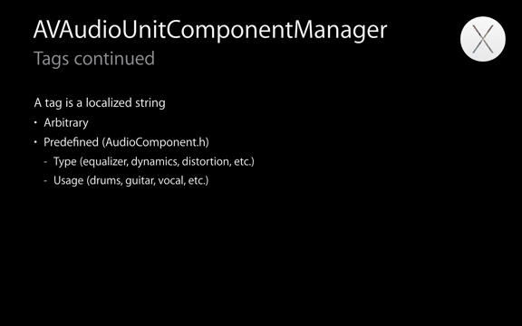A tag is a localized string in the user's own language. Swedish, Swahili, doesn't matter. They can be arbitrary, or they can be a predefined type, and these are all in audio-component.h. They can be either based on the type of audio unit, for example, a filter or a distortion effect, or they can be based on the intended usage, for example, an audio unit useful in a guitar or vocal track.